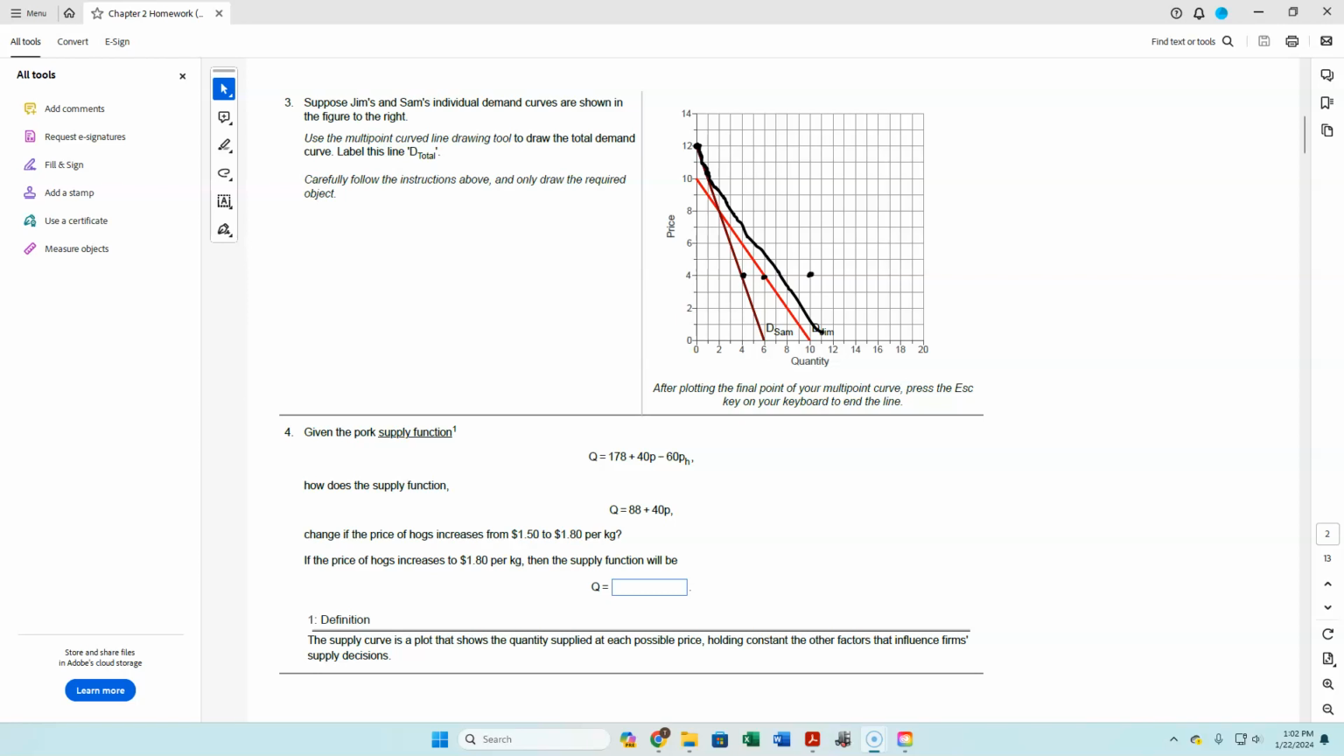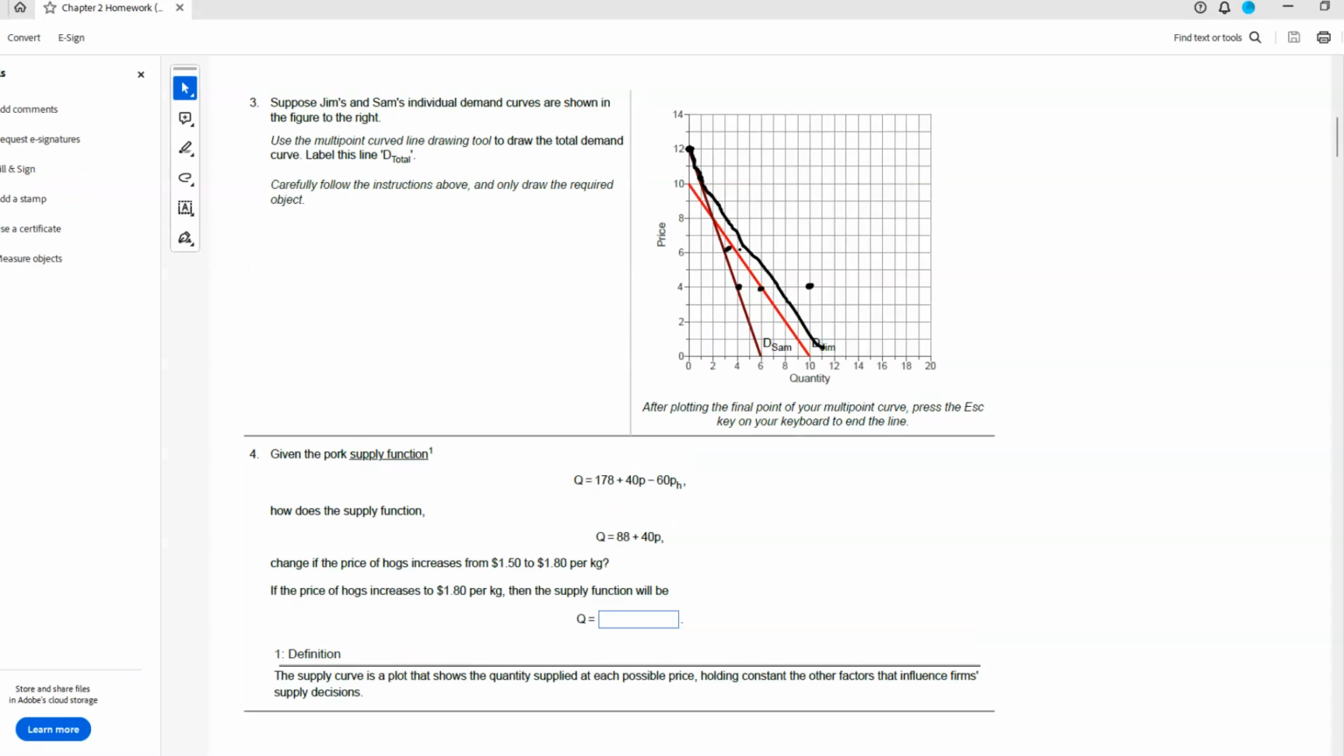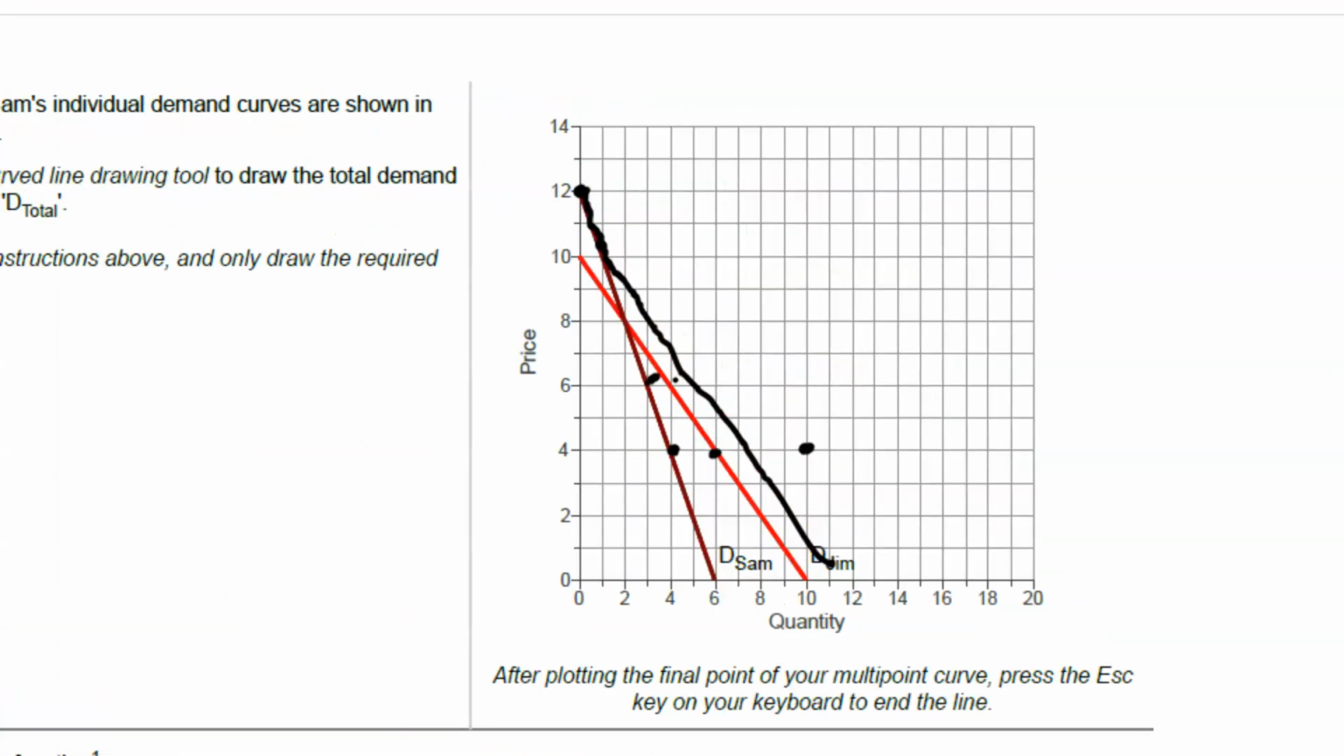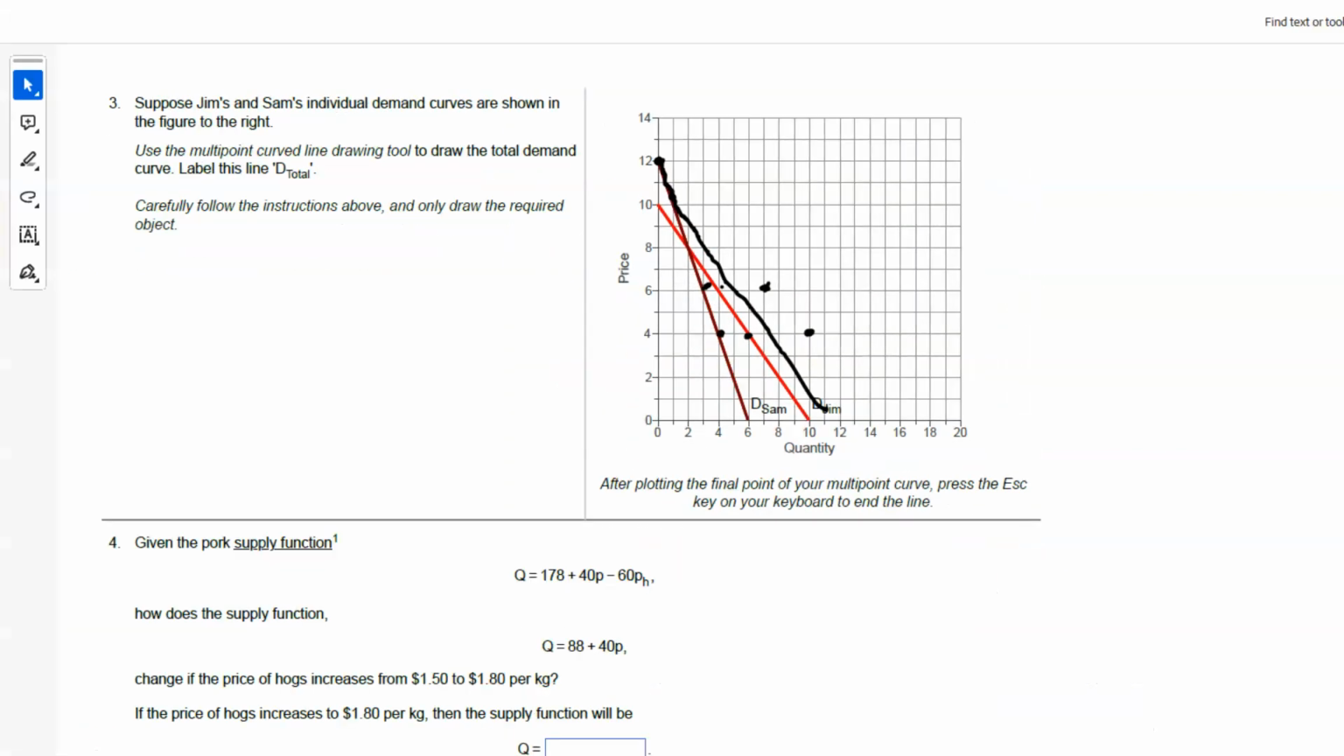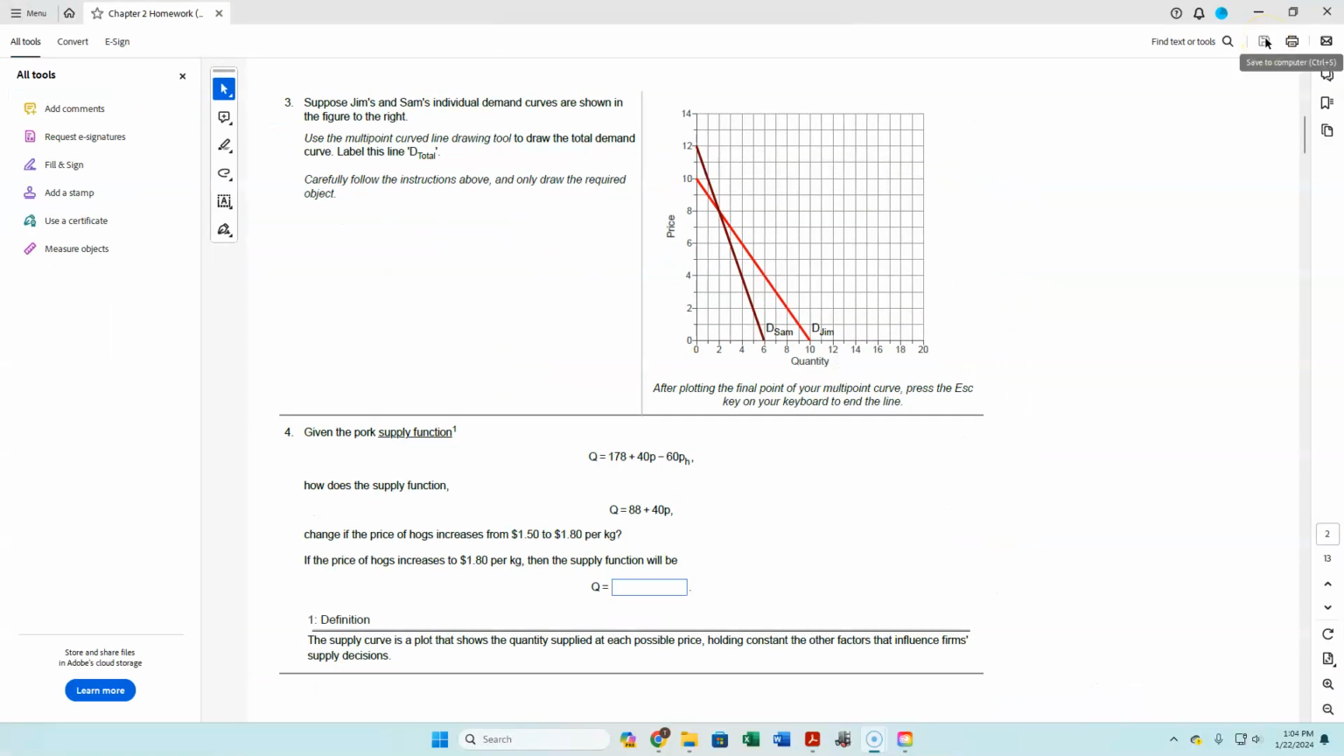Sorry, I guess I really did miss. So it'd be 10, right? And the idea here would be at this price, you could horizontally sum these. So here I would have 3, and here I would have 4, such that this is 7, right? And I would just keep doing that. And so that's what we're doing there, horizontally summing these 2 demand curves.